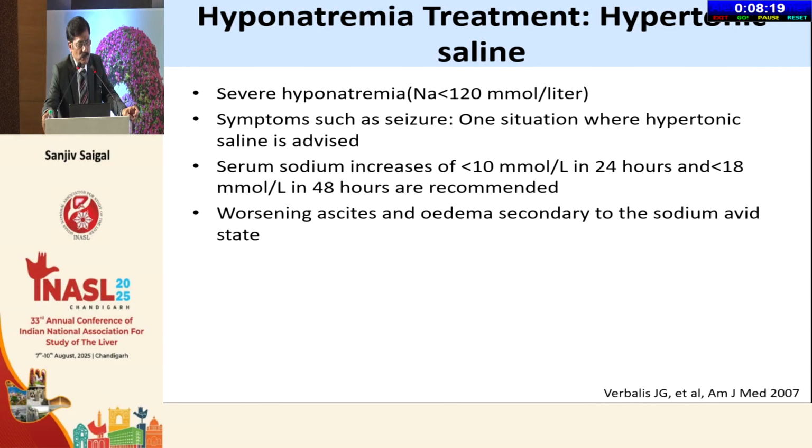But we should not have more than 8 to 10 millimoles of rise of sodium while we are correcting with hypertonic saline. Well, I do use it often, but there's a desire or other pressure from my surgical team that sodium is low, you have to make it okay in the next 12 to 16 hours or next 24 hours because the patient is to go to theater the other day. I think it's a complete eyewash.